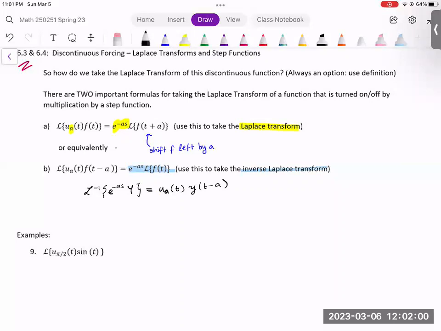All right, so same sort of thing. If we're taking the inverse Laplace transform, where we have an exponential, our answer is going to look a lot like the inverse Laplace transform of capital Y. It's just going to be, in this case, shifted right by A. And it won't turn on until time A.